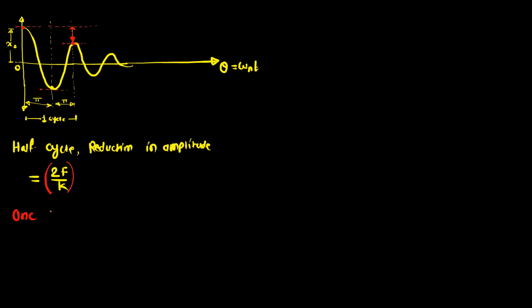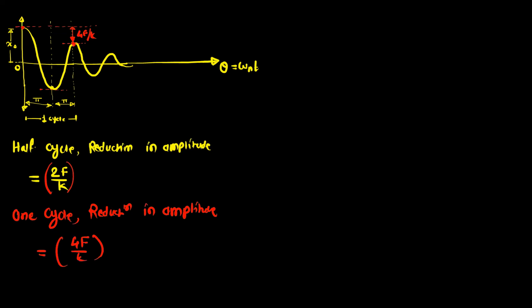So in one cycle, the total reduction in the amplitude is equal to 4f upon k. So this value is 4f upon k. And the position, it is not 4f upon k.